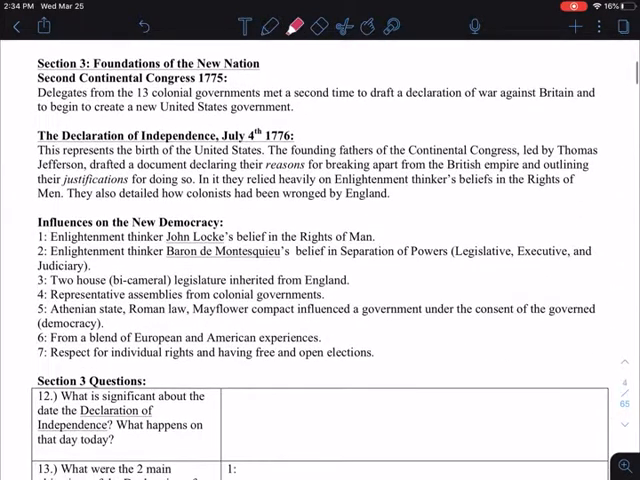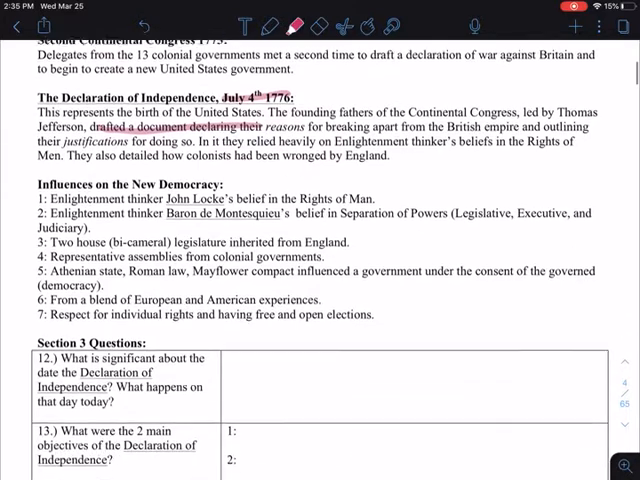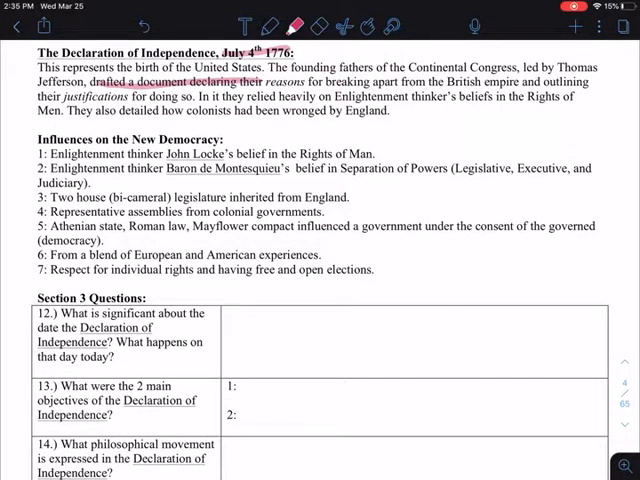On to section 3. What is significant about the date of the Declaration of Independence? What happens on that day? July 4th, Declaration of Independence. This is when they drafted the document. Lots of people believe that that is also the day that we signed it. It is not. It's fine. We celebrate the founding of our country that day, July 4th.